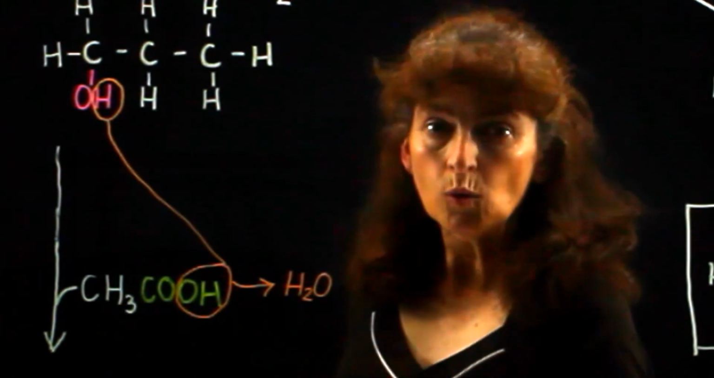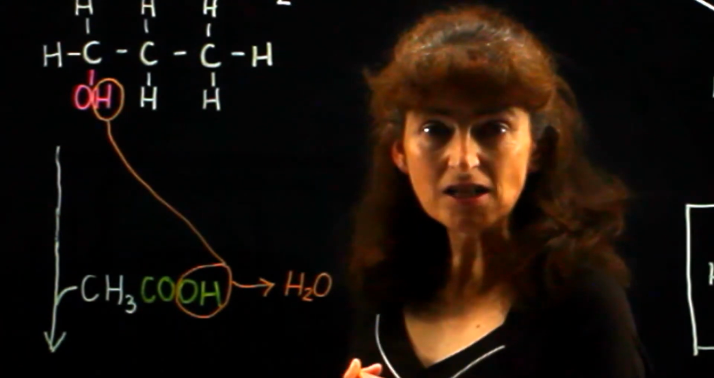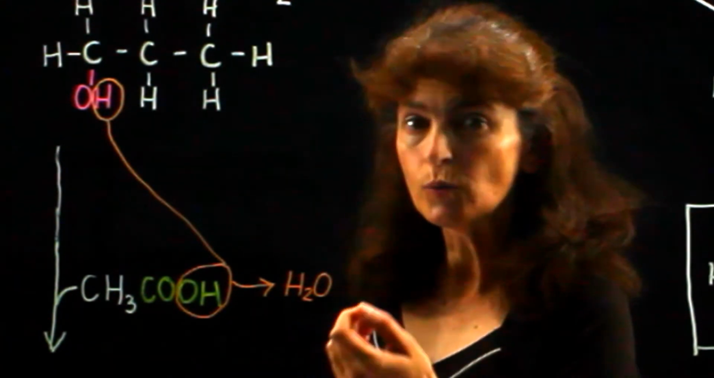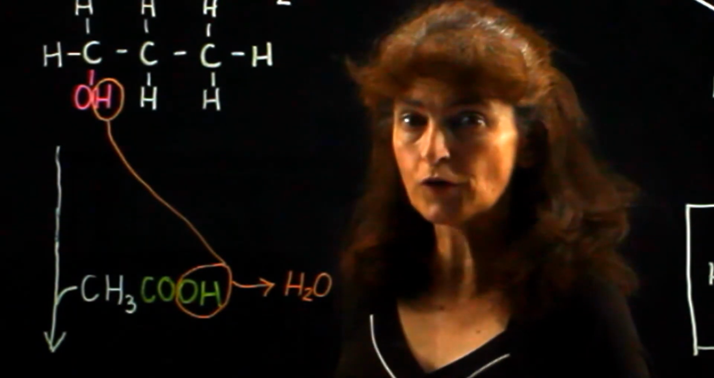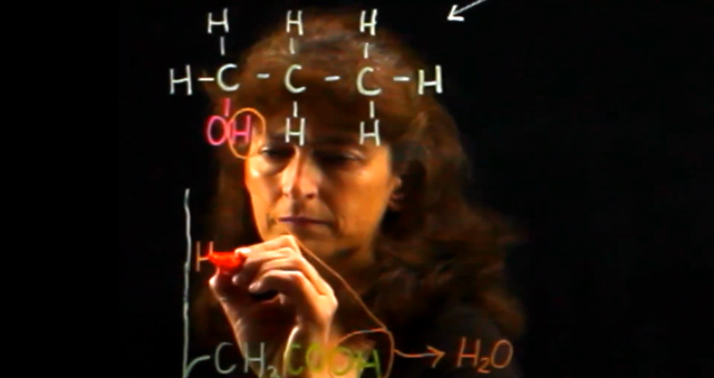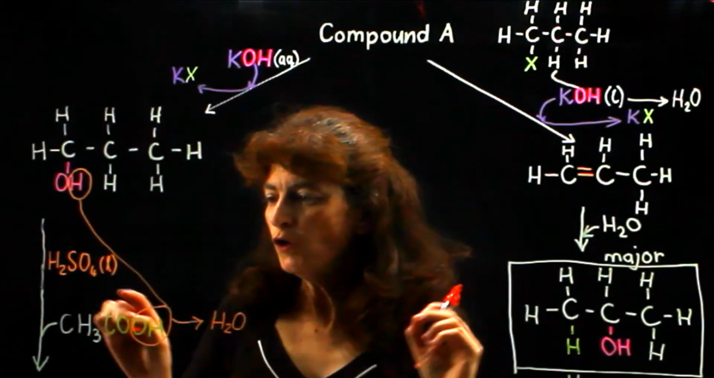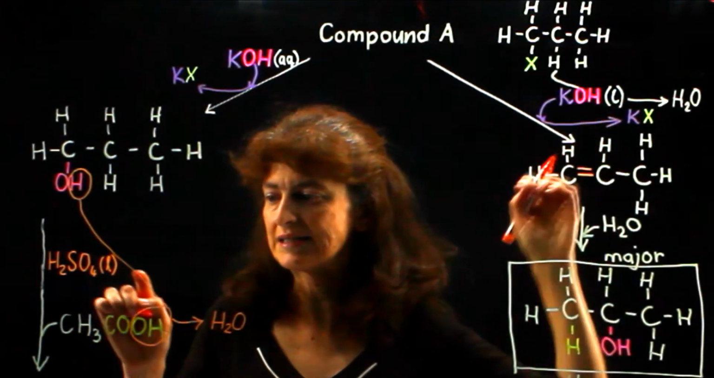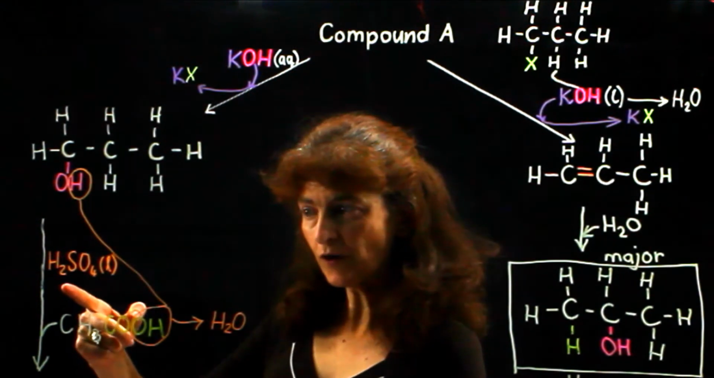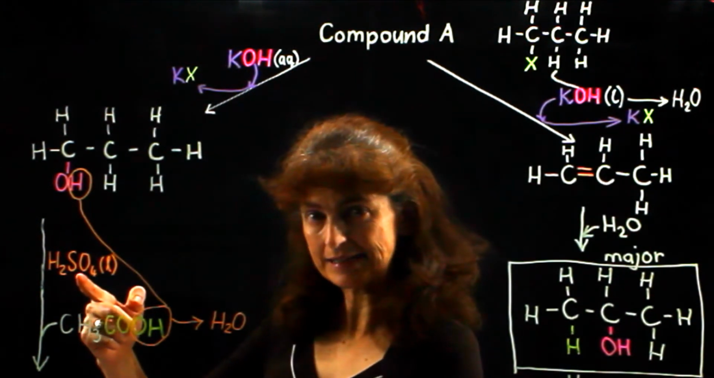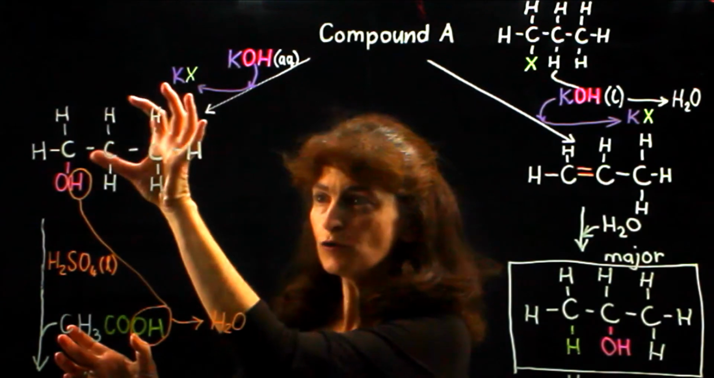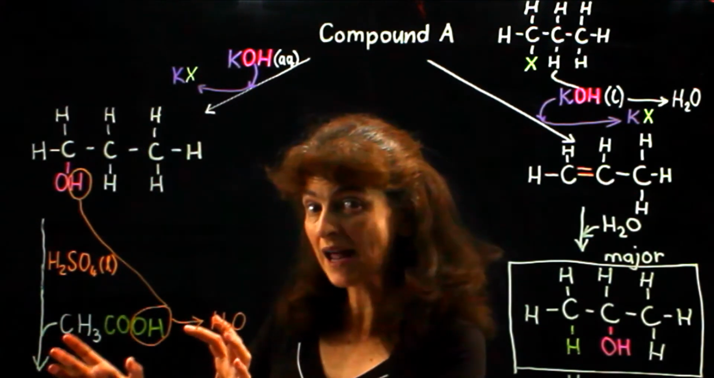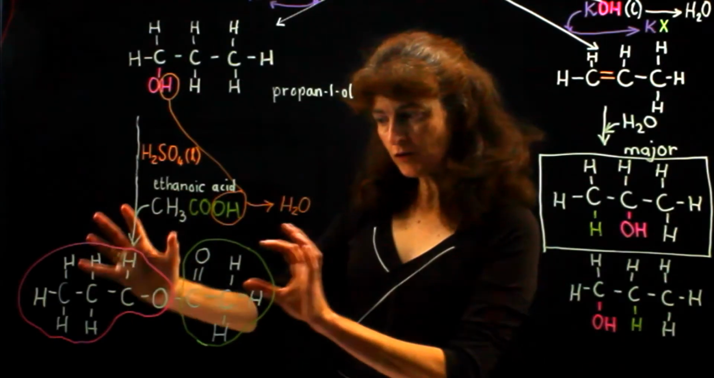Because of that, we need a dehydrating agent as a catalyst. We use concentrated sulfuric acid. Remember that liquid sign means concentrated, not dilute, it's neat. Concentrated sulfuric acid is the catalyst in esterification. Then these two parts join to form an ester.